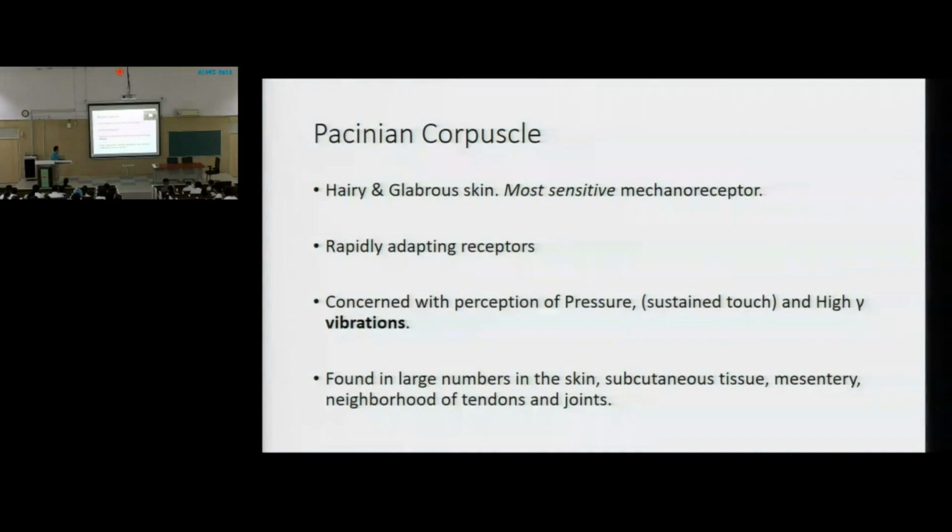Now these Pacinian capsules are concerned with the perception of pressure. Pressure is a type of sustained touch sensation, and they also perceive high frequency vibrations. Okay? So in writing, which receptor is getting stimulated? Pacinian capsule, sustained touch, when you are holding the pen.